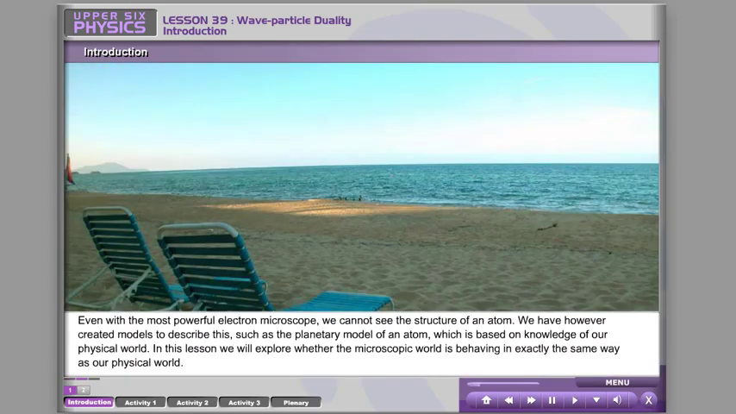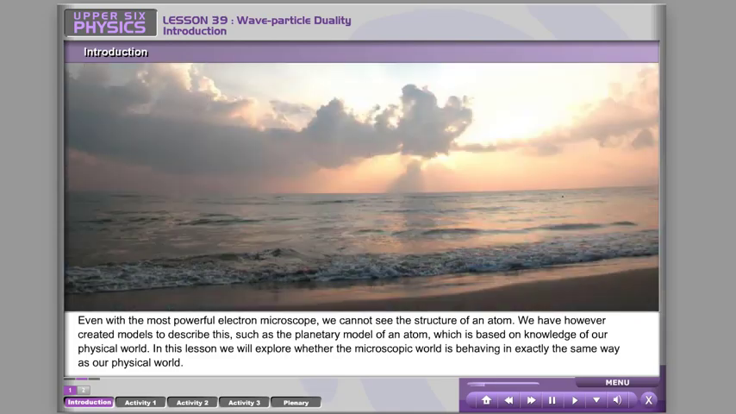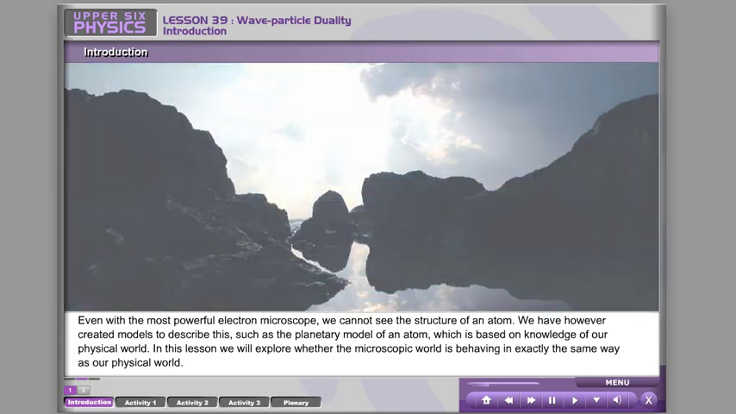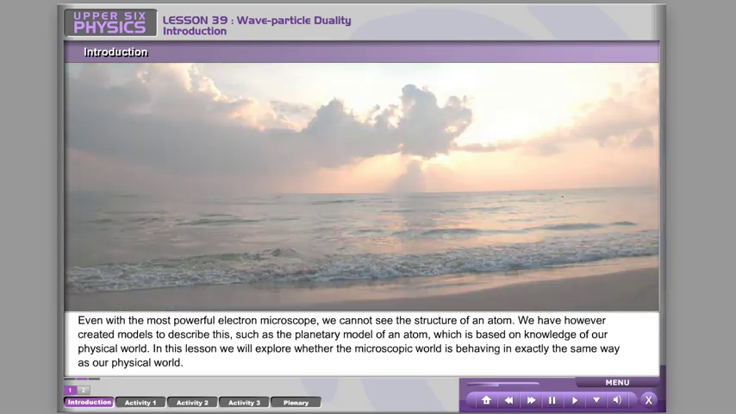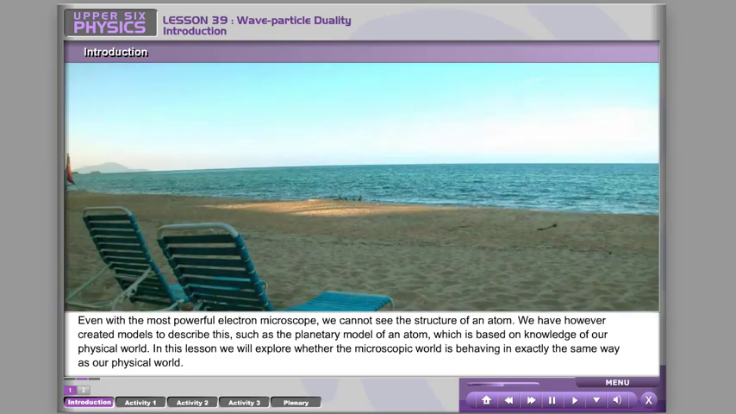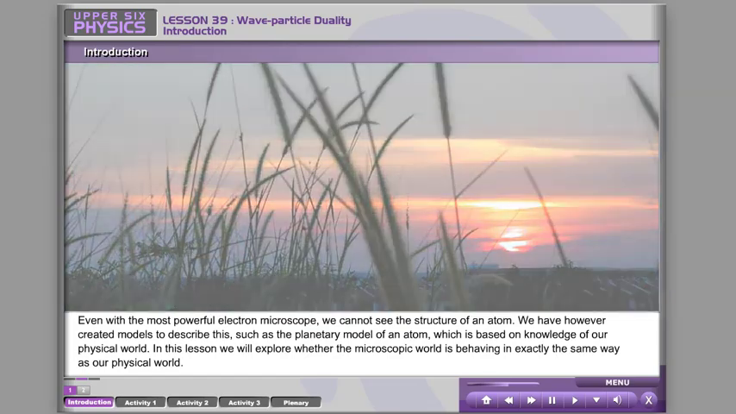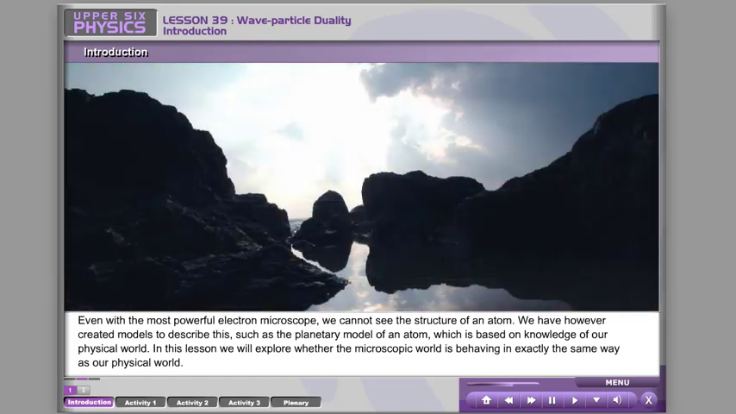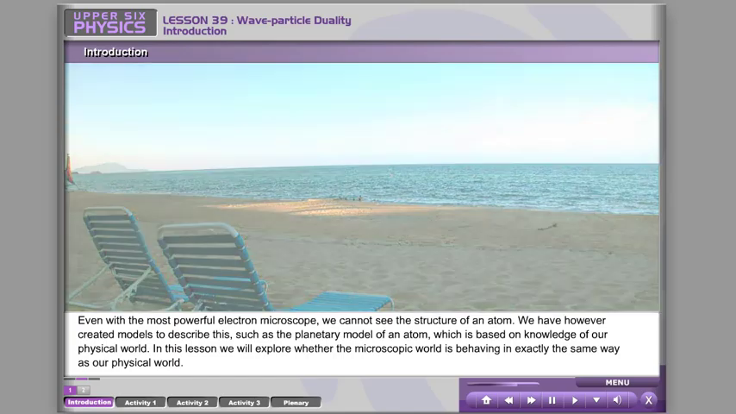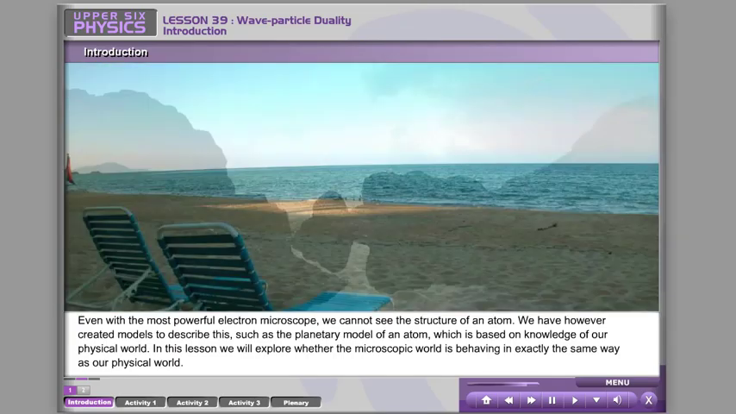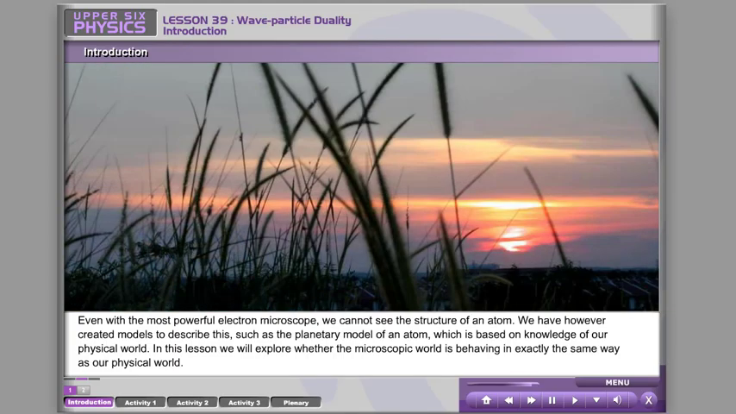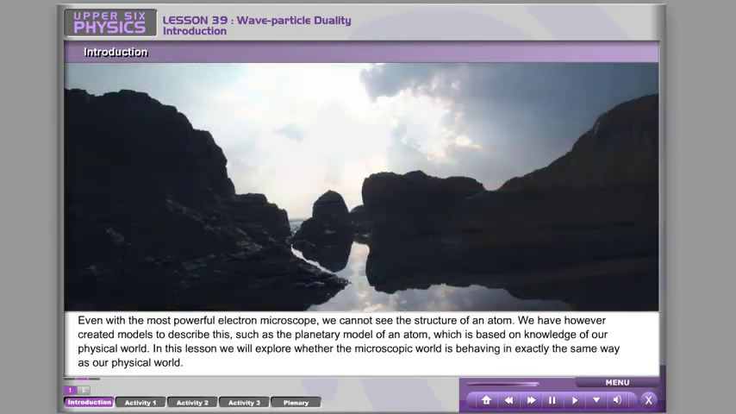Even with the most powerful electron microscope, we cannot see the structure of an atom. We have, however, created models to describe this, such as the planetary model of an atom, which is based on knowledge of our physical world. In this lesson, we will explore whether the microscopic world is behaving in exactly the same way as our physical world.